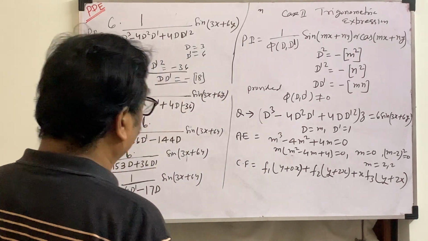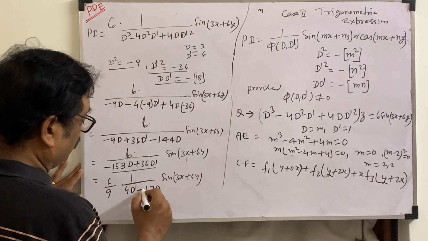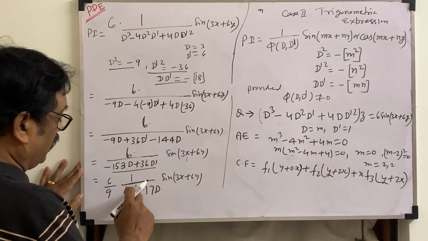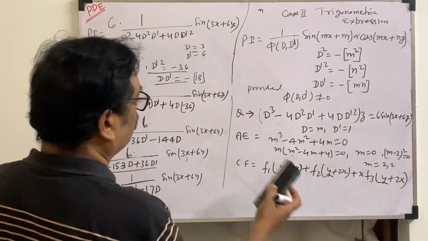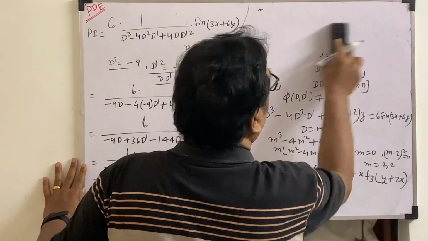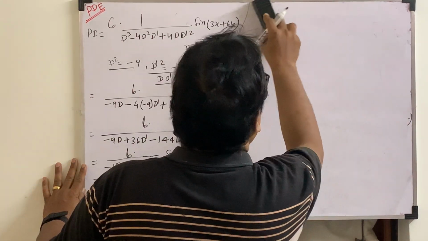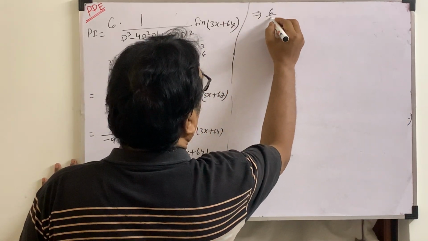We'll multiply by the conjugate. Conjugate means, suppose you have 4d dash minus 17d, then multiply numerator and denominator by 4d dash plus 17d. I will start here. Multiply the conjugate.